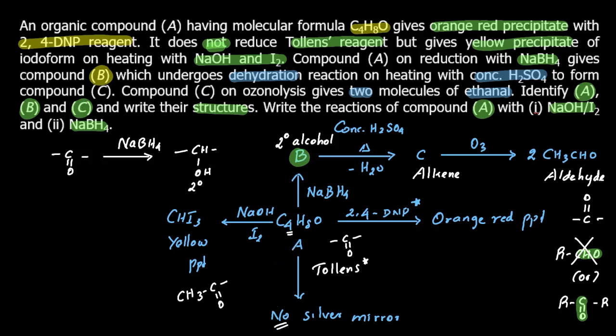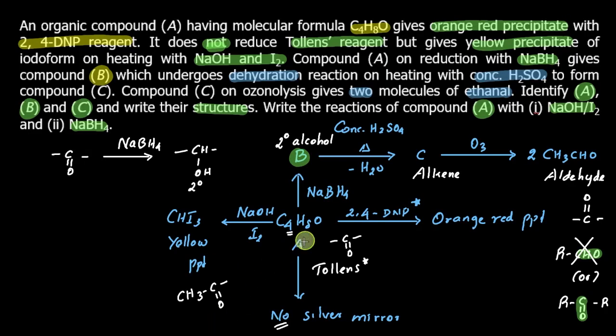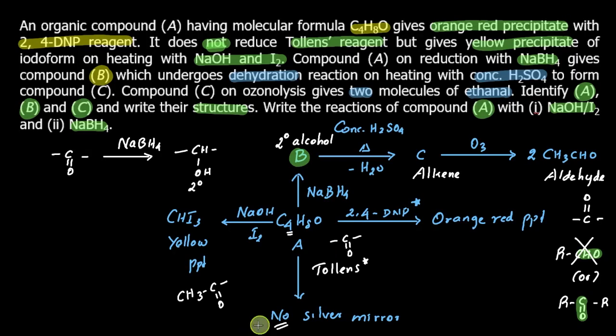It has 4 carbons in it. So let me write 1, 2, 3, 4. Compound A has C double bond O adjacent to CH3. So I am going to place C double bond O next to CH3. Then I am going to write hydrogens. CH3 here, here CH2, here CH3. And check the number of carbons present here: C4, H8, O. Clear?